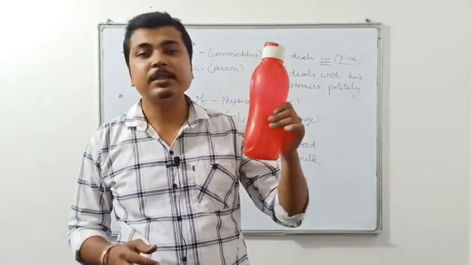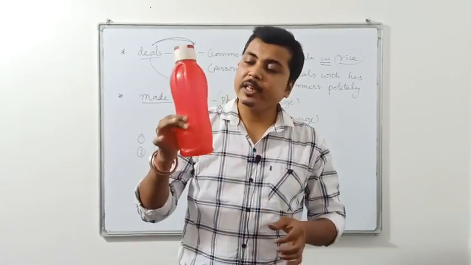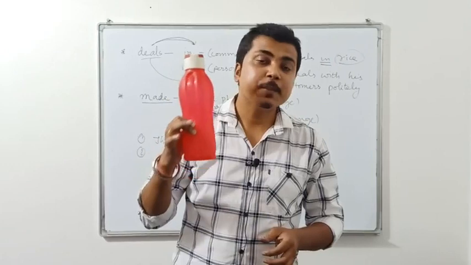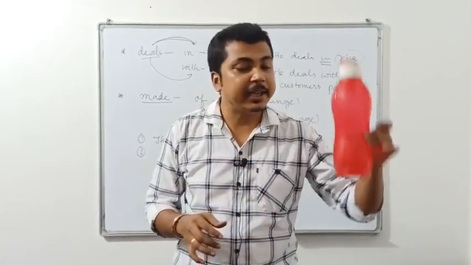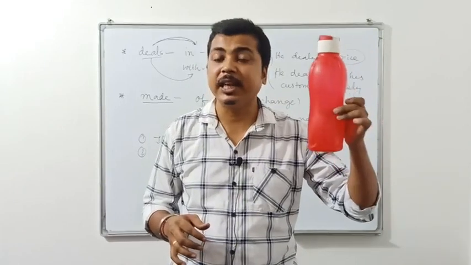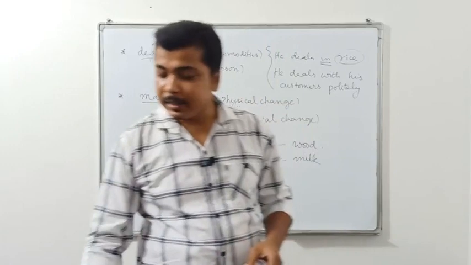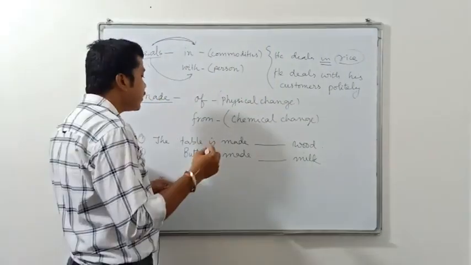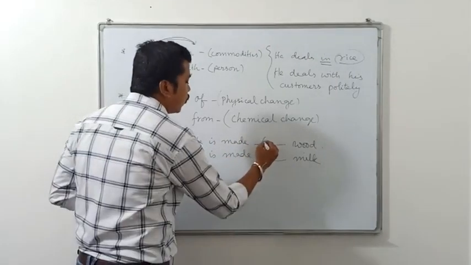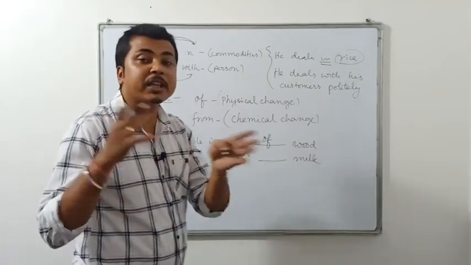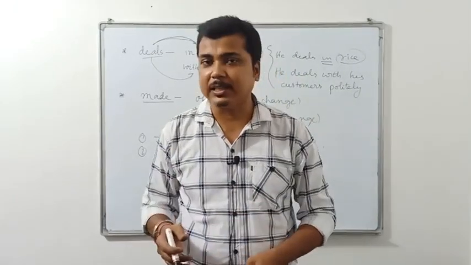So same way, what is this? You can see it is a bottle. It is made of plastic. Before giving it a shape of bottle, it was plastic. After giving shape, it became bottle, but still it is plastic. It has not changed. That means what? Only it has changed physically. Okay, in this case you are going to use preposition of. The table is made of wood. Why? Because after giving it a shape of table, it is still wood. It has not changed, isn't it?